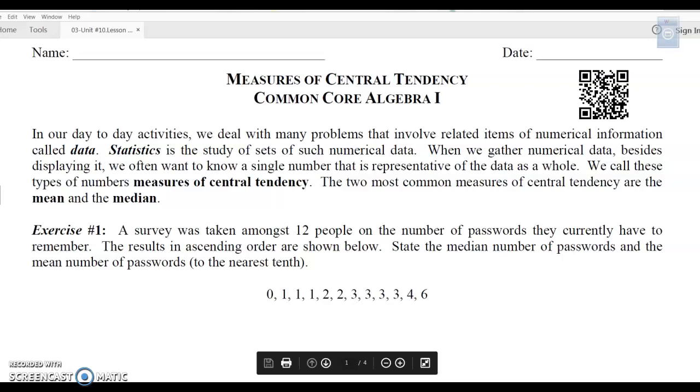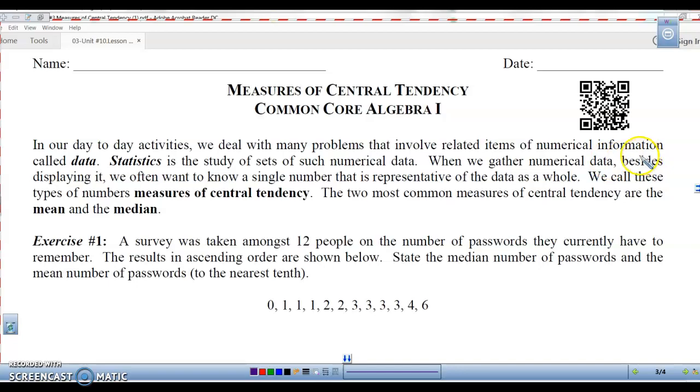This is Algebra 1, Unit 10, Lesson 3 on measures of central tendency. Now, in our day-to-day activities, we deal with many problems that involve related items of numerical information that is called data. Statistics is the study of sets of such numerical data. When we gather numerical data, besides displaying it, we often want to know a single number that is representative of the data as a whole. So we want to be able to make a conclusion using a single number about our data. We call these types of numbers measures of central tendency.